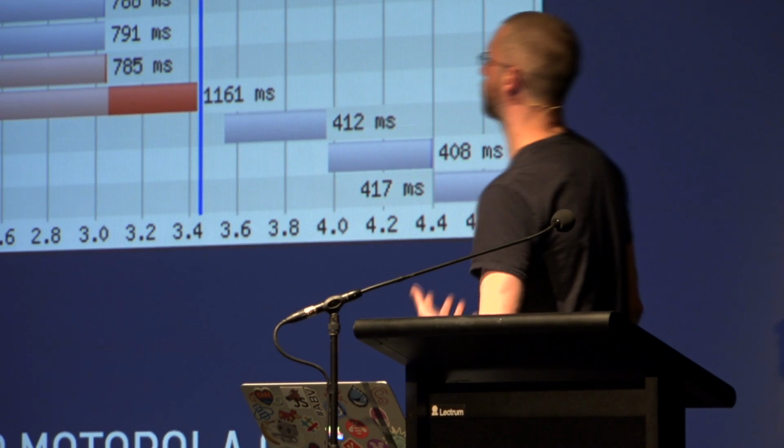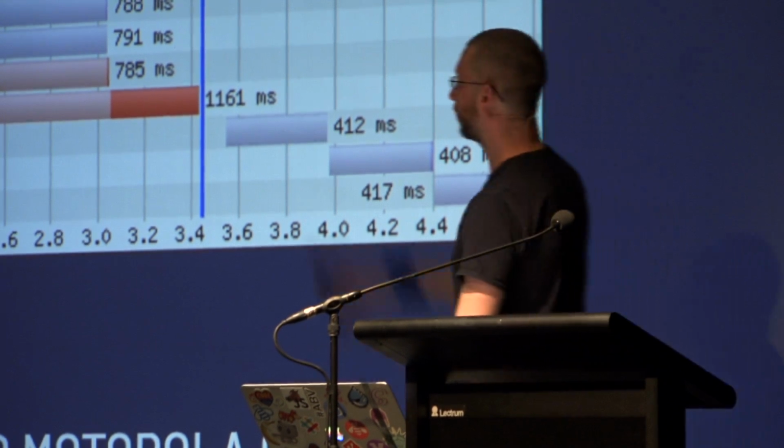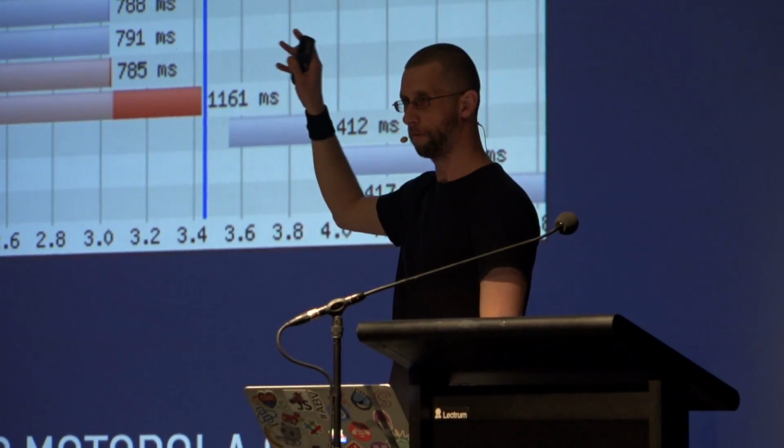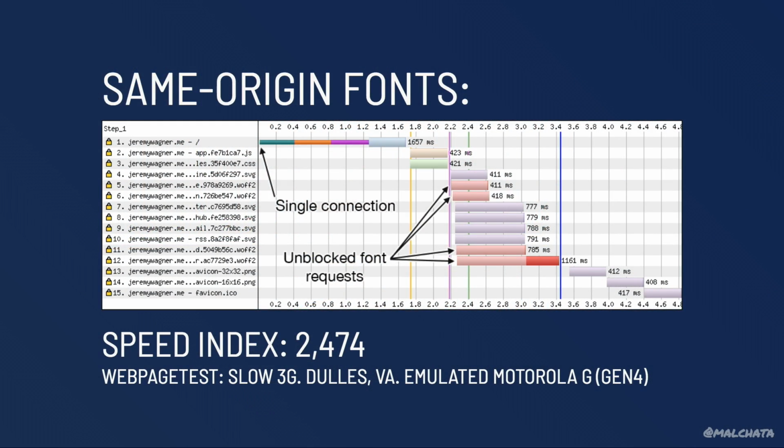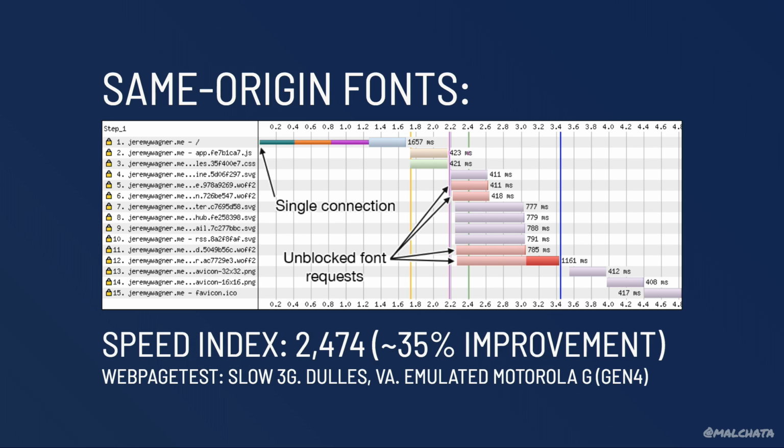Now let's see what happens when we put them all in the same origin. We only have that single connection for that first origin that we can't eliminate. Your content has to live somewhere, right? And so you can see that there's no more blocking latency for those other cross origins because we're not making calls to them. And our Speed Index goes down to about 2,500, which is about a 35% improvement.